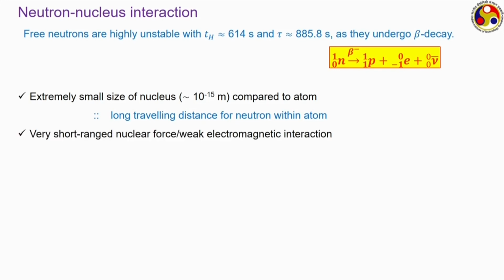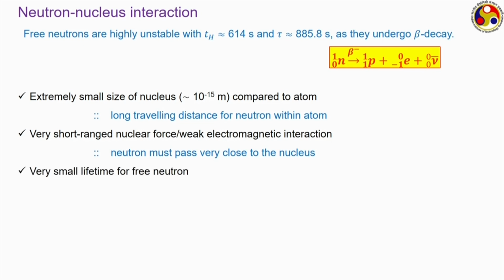Another issue is that the neutron, being electrically neutral, does not experience any kind of force towards the nucleus. The corresponding nuclear force or electromagnetic interaction is very weak, and therefore the neutron must be very close to the nucleus to have any kind of interaction. And third, like we mentioned at the top, the lifetime of a neutron is very small. Whatever we want to do should be done within an average period of 15 minutes, otherwise the neutron will suffer its own radioactive decay.